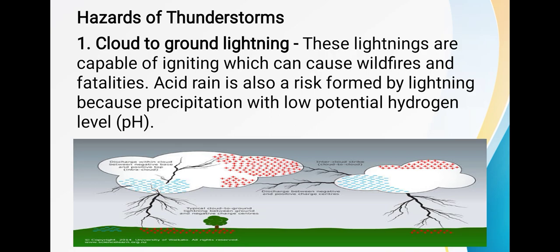Acid rain is also a risk formed by lightning because of the precipitation with low potential hydrogen level. So lightning is one of the factors which contribute to a huge fatality or devastating effect of thunderstorm. It can ignite a fire, and of course it can even cut trees and buildings.